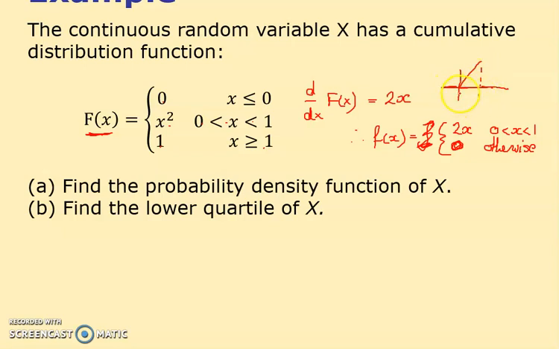And between 0 and 1, that's what it looks like. Find the lower quartile of x. Well, to find the lower quartile, quite a nice thing about F of x, I can say that F of x equals a half. A quartile, not a median. So I can just say x squared equals a quarter, and therefore x is the square root of a quarter, and the x value where that happens is a half.